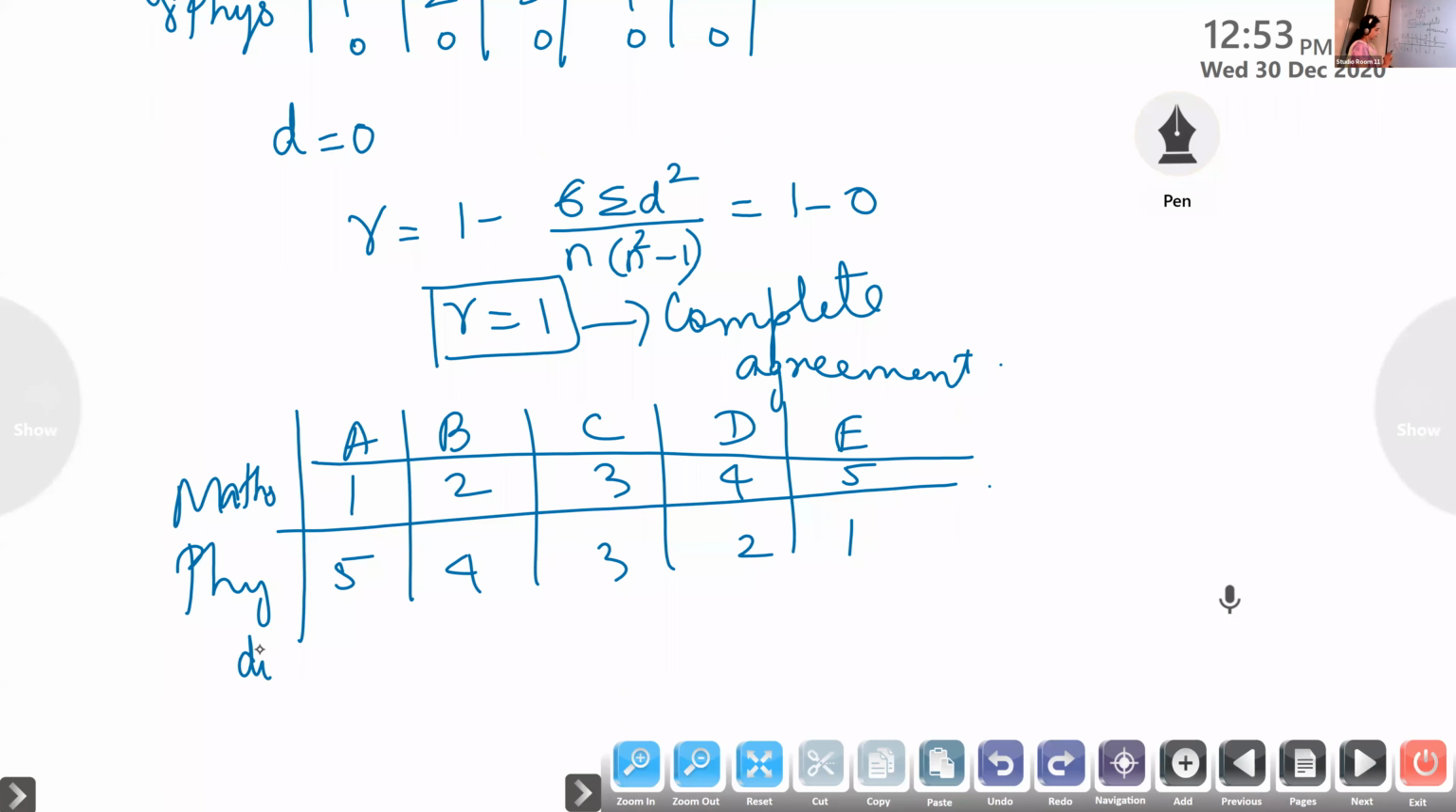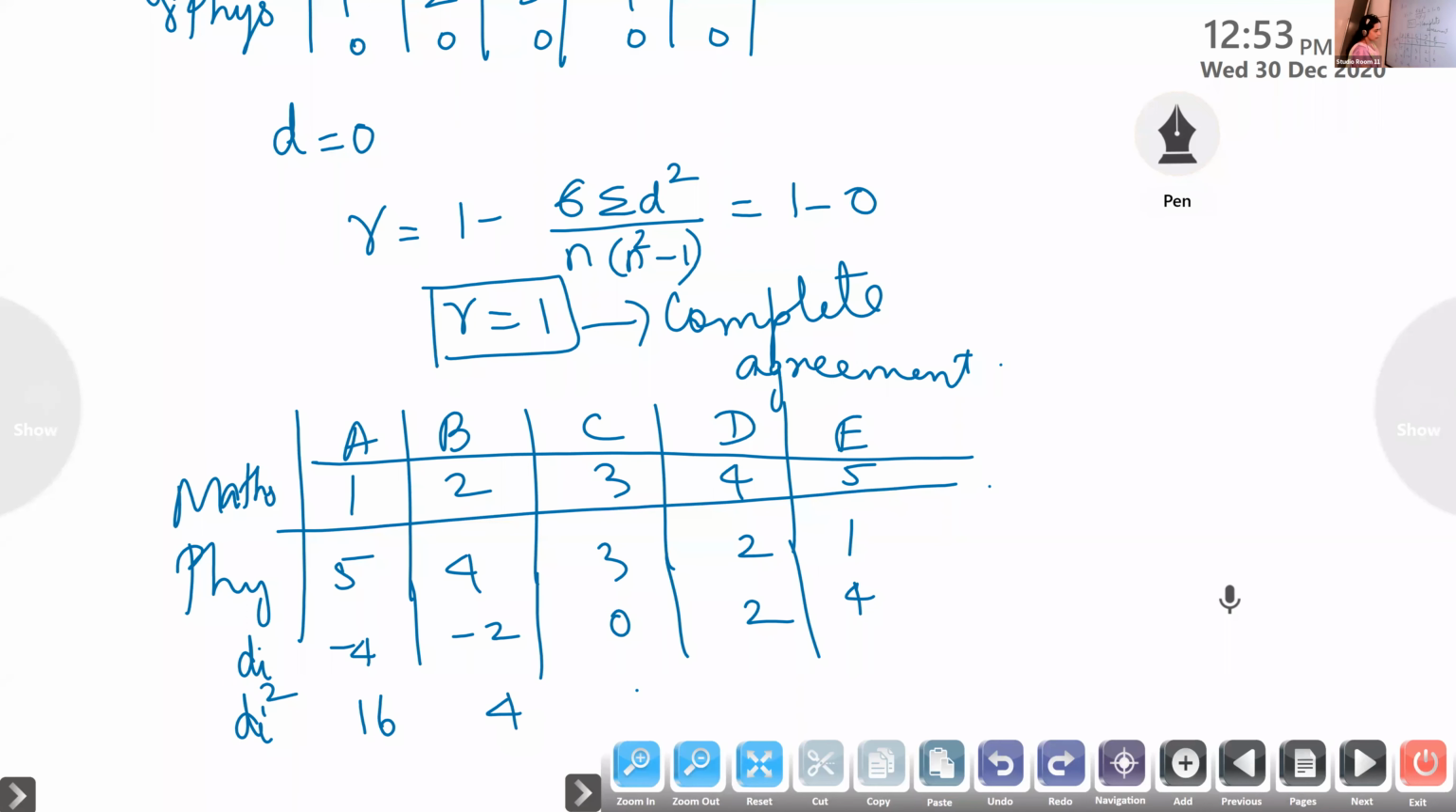What will be D? We are finding D square, so I am finding D first. It is minus 4, minus 2, 0, 2, 4. What will be D square?